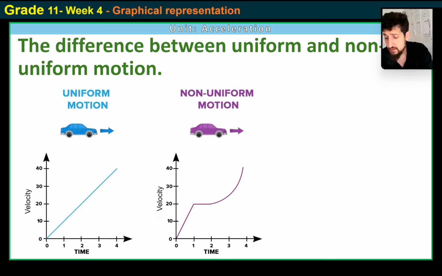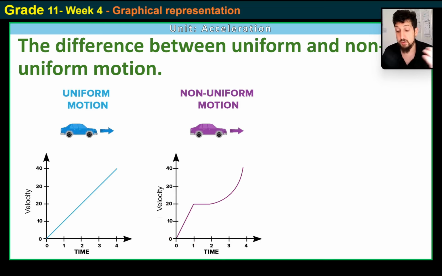How do I know that? Look at the gradient here, the rise over the run. It's exactly the same as here. It's exactly the same as here. So what does that mean? It means it is not changing. The acceleration is not changing. The acceleration here equals the acceleration here, which equals the acceleration here. The acceleration is the same all the way through. We call that uniform acceleration, or it's uniform speeding up. It's not changing.